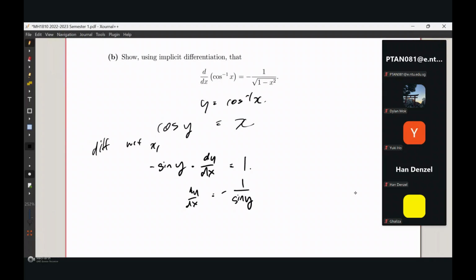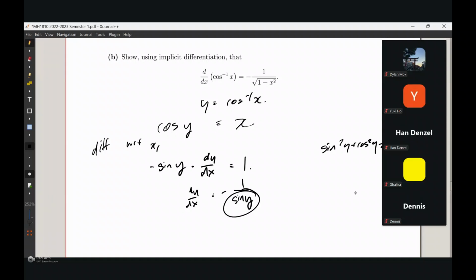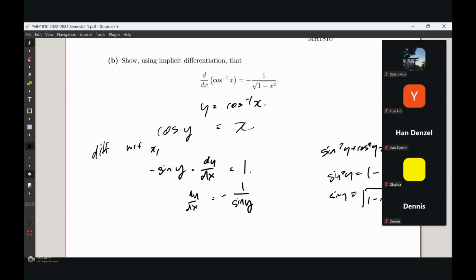Okay, and then we're going to use some identities here. Sine squared y plus cosine squared y equals 1. So sine squared y equals 1 minus cosine squared y, and sine y will be the square root of 1 minus cosine squared y.